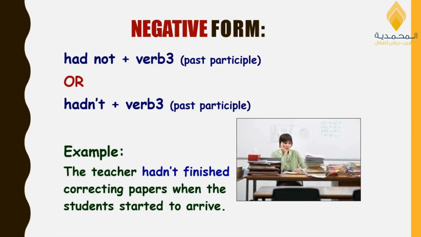Negative form. Had not plus verb 3, which is the past participle, or hadn't plus verb 3, which is again the past participle. Example: the teacher hadn't finished correcting papers when the students started to arrive. So how did we use it? We used hadn't, we started with had, plus not, and finished, which is verb 3 of finish.